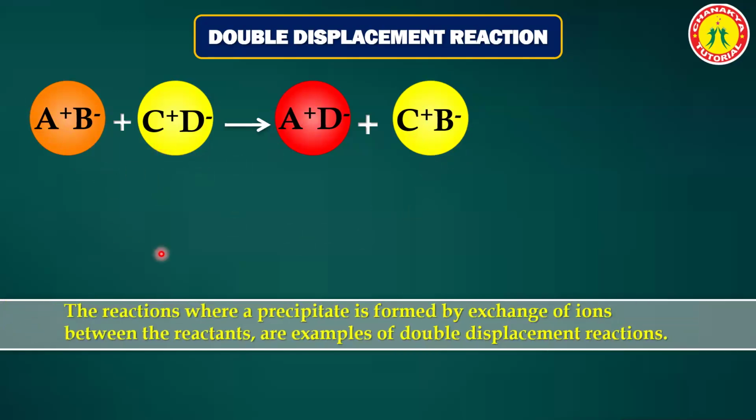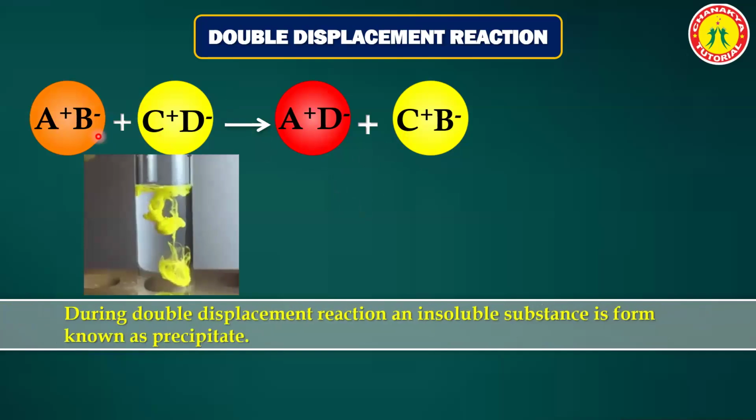So there is exchange of ions taking place. That is, A plus was with B minus, now it is with D minus. While C plus was with D minus and now it is with B minus. Therefore, there is exchange of ions. So a reaction in which a precipitate is formed by exchange of ions between the reactants is an example of double displacement reaction.